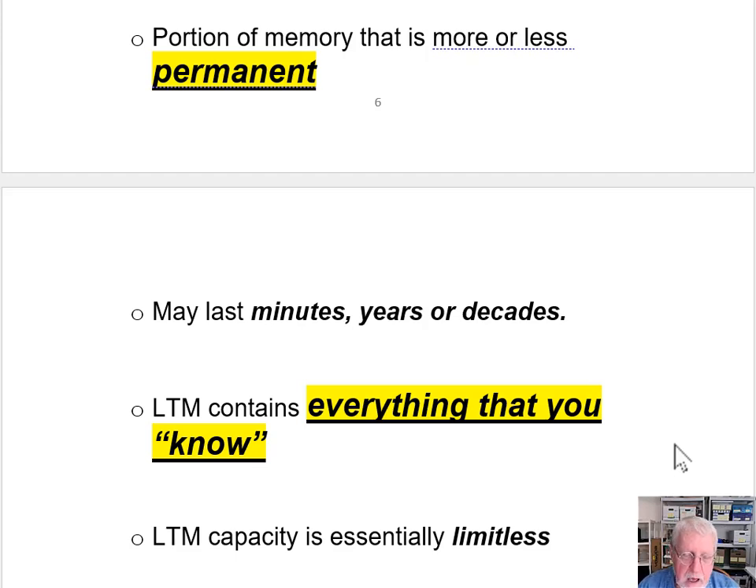One of the nice things about long-term memory, and one of the things that distinguishes it from short-term memory, is long-term memory's capacity is essentially limitless. No matter how much information you got into long-term memory, you can still get more information in there.